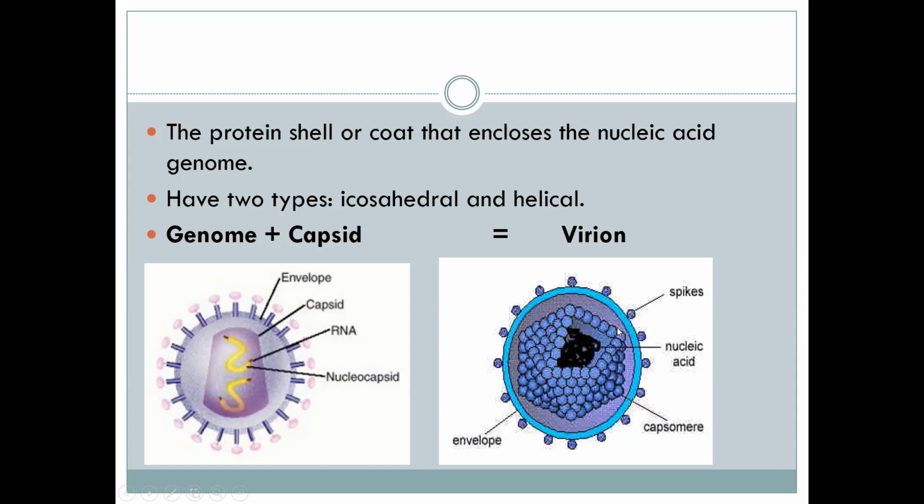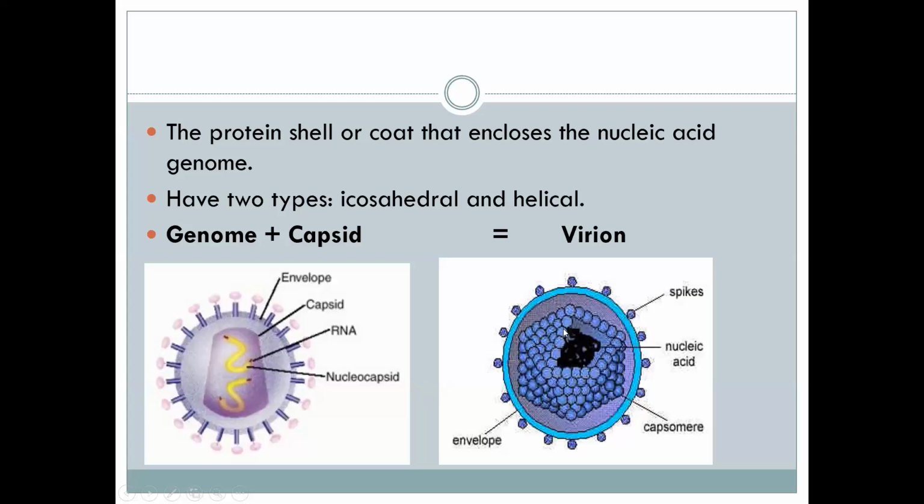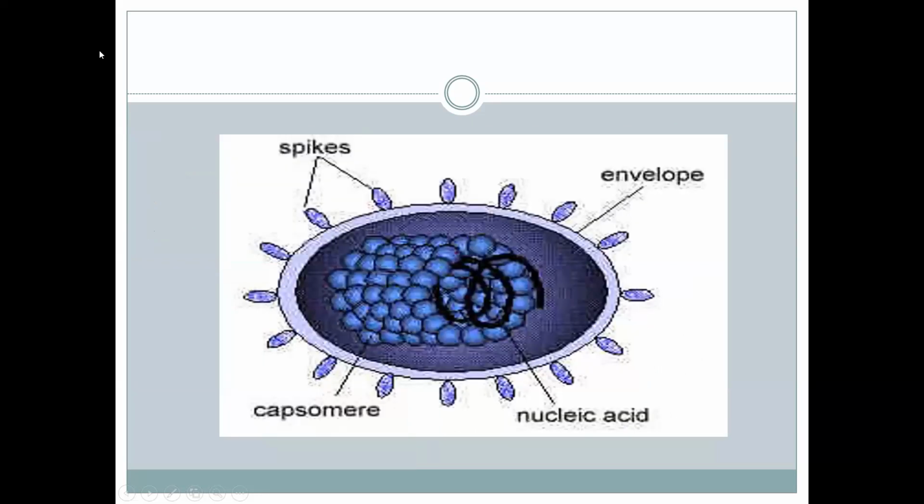This is your nucleocapsid. How about this one? These are called your capsomeres. Each one of these is a capsomere. This is also your spike. Okay? Same thing.